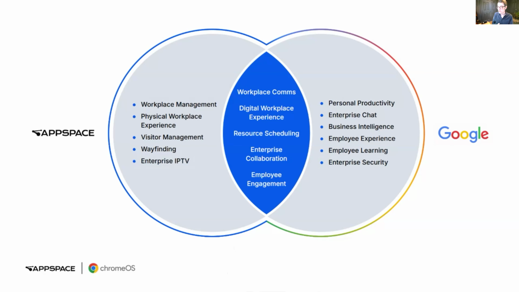So one other thing to touch on before we jump into some other sections here is just some of the overlap between the two solutions, right? Appspace and Google at large, let alone Chrome OS. These are platforms that enable a ton of different experiences, and there's a lot of synergy. So even in that middle category, workplace communications, workplace experience, resource scheduling, like maybe room booking, collaboration, engagement, and so on, these are areas where both platforms shine.